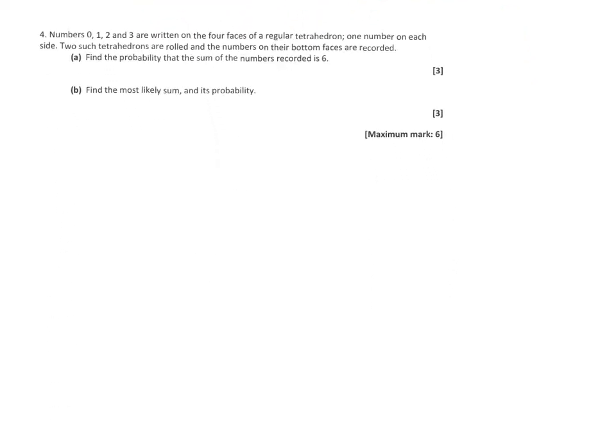Moving on to question number 4. Numbers 0, 1, 2, and 3 are written on the 4 faces of a regular tetrahedron. Okay, so 4 faces, that's what a tetrahedron is. Even if you didn't know what the tetrahedron is, they told you that it has 4 faces. 1 number on each side.